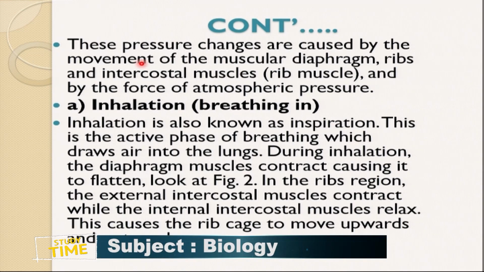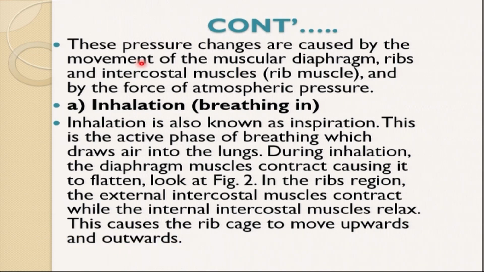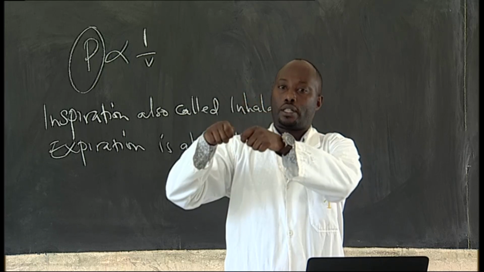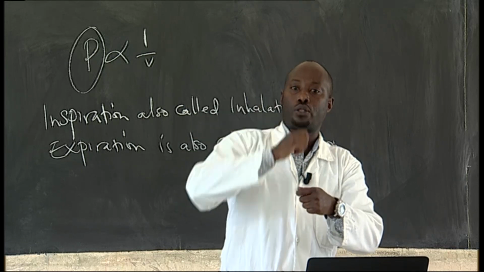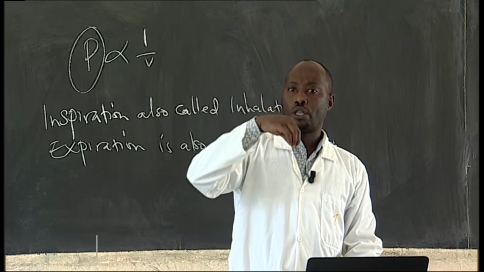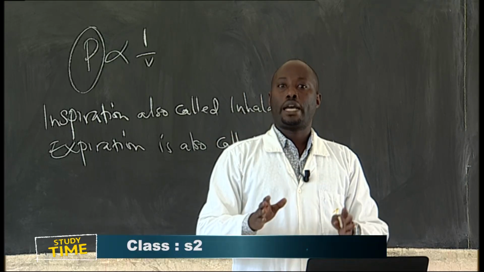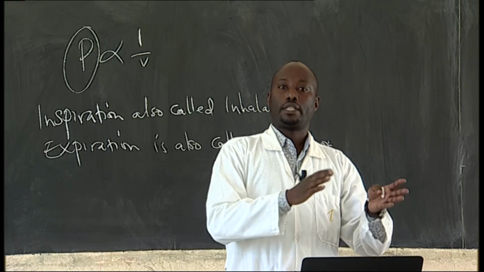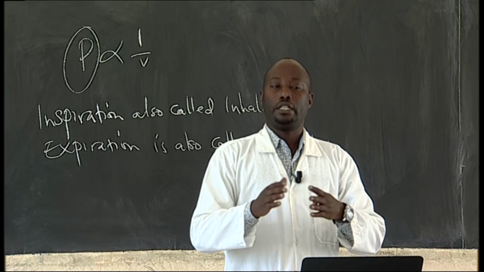The external intercostal muscles in the rib region have to contract. And once the external intercostal muscles contract, what happens to the internal intercostal muscles? The internal intercostal muscles have to relax, because they work antagonistically. If I mention antagonistically, they contract and relax in intervals.